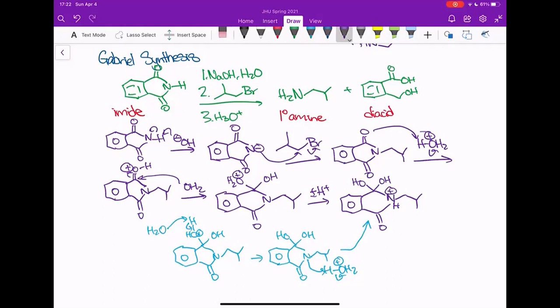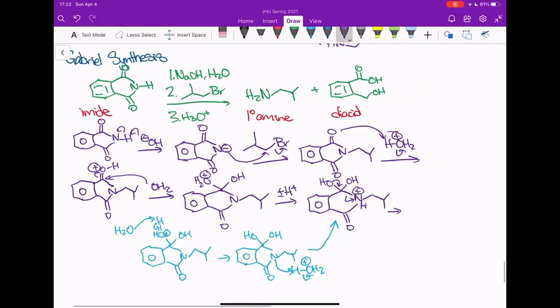Cool. And then once you're here, you'll go ahead and use your lone pair on oxygen to reform a double bond and then kick open this leaving group. So the product that you would get would look like that. Okay. And then water comes in to deprotonate there.